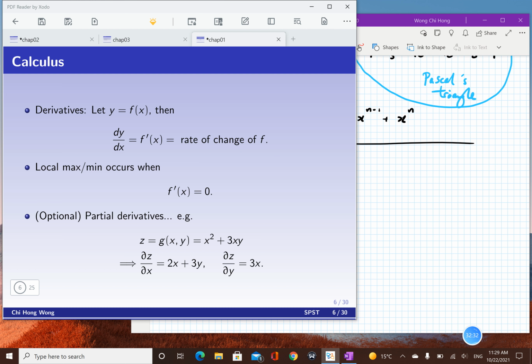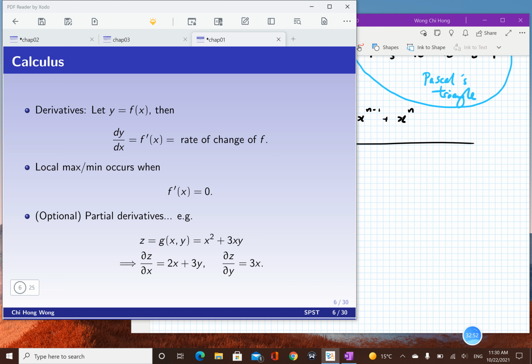Only the basic ones will do. So if you have x squared, it becomes 2x. If you have x cubed, it becomes 3x squared. Remember, if you have powers of x, you multiply by the power and then you lower the power by 1. If you have the sine function, it becomes cosine. Cosine of x becomes minus sine of x.